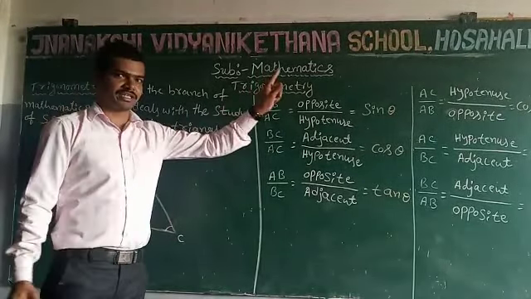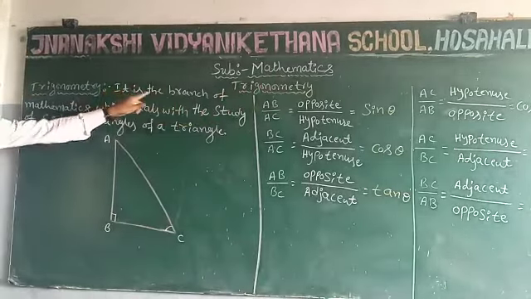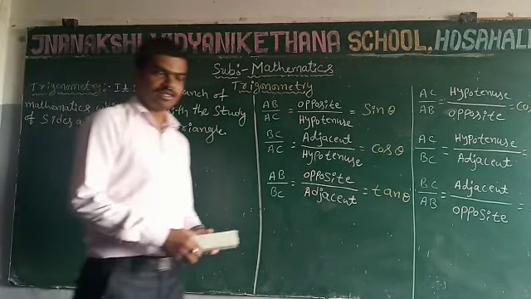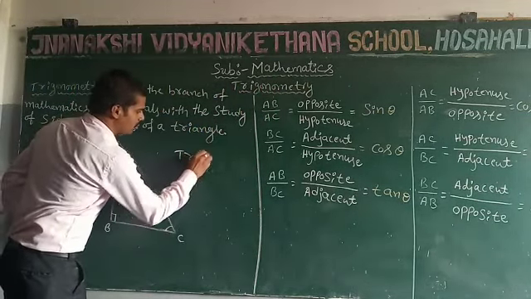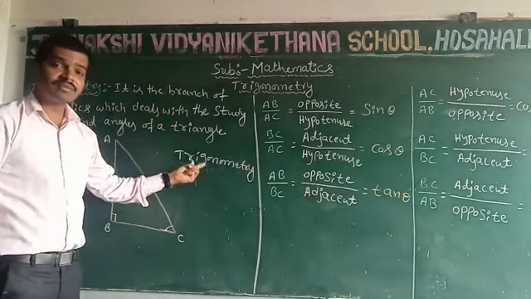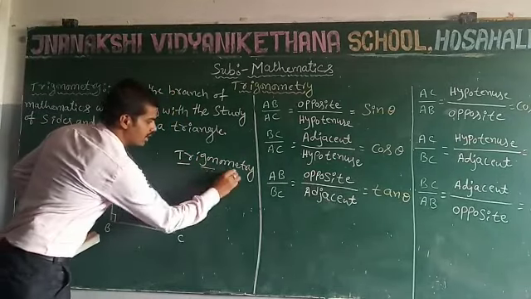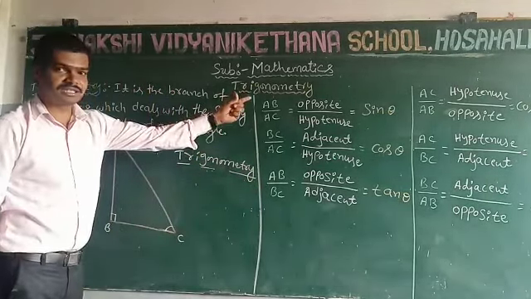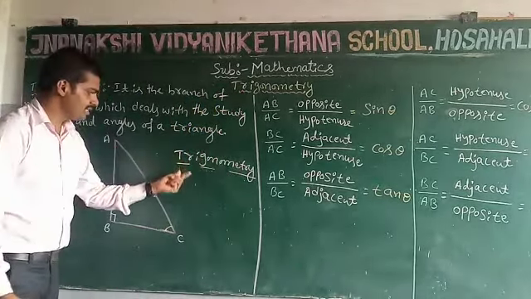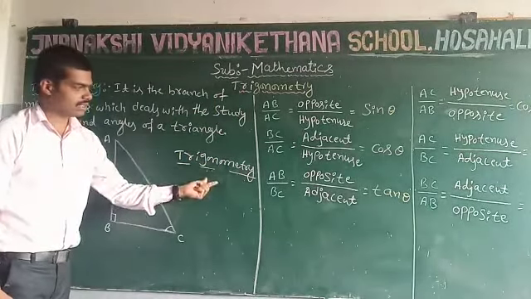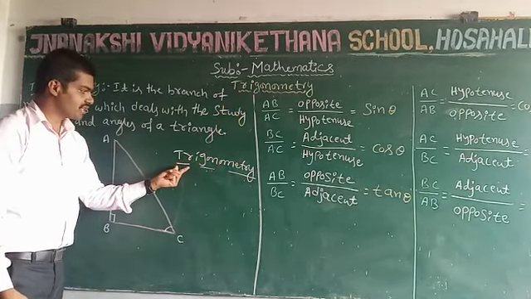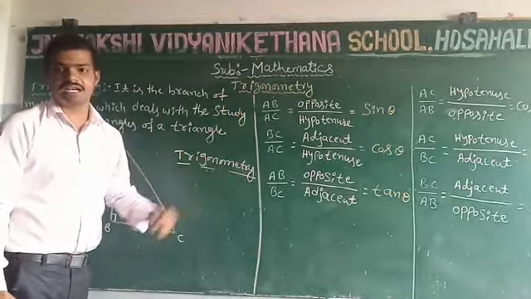Trigonometry is a branch of mathematics which deals with the study of sides and angles of a triangle. Trigonometry is derived from three Greek words, tri, gon and metron. Tri means three, gon means sides, metry means measurement. Therefore, trigonometry means the measurement of the three sides and angles of a triangle.